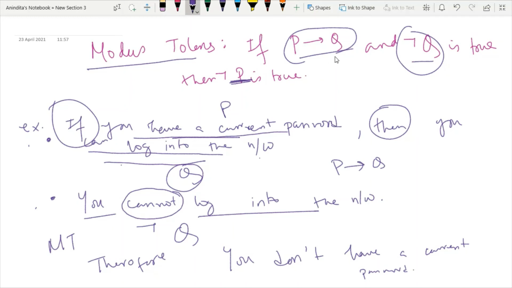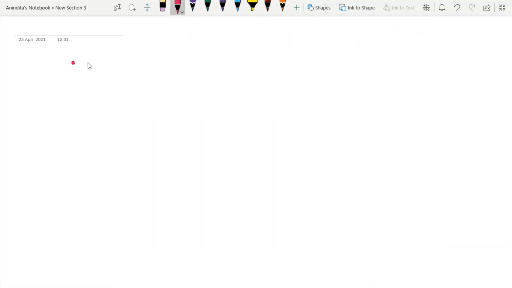And whenever the information given to the machine is P implies Q and not Q, at that point of time the machine will understand it has to use modus tollens, which is also known as the backward rule. Now I will discuss the next topic, tautology.